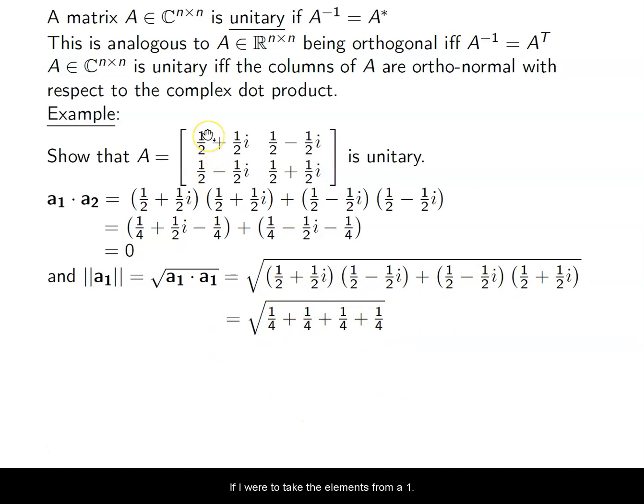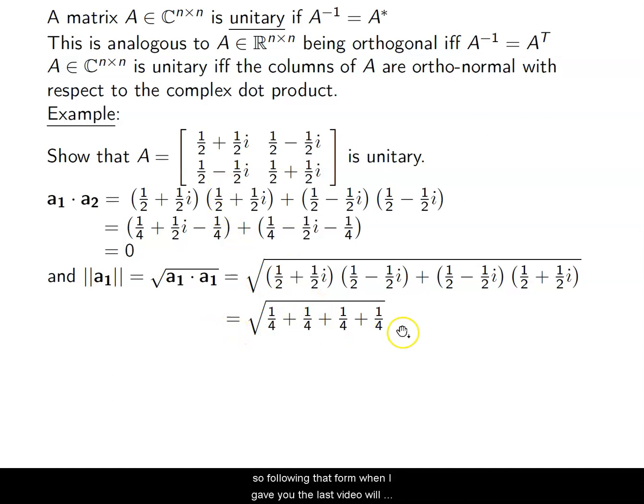If I were to take the elements from A1 and just take my A1 and square it, and my B1 and square it, I would get 1/4 plus 1/4. If I took my A2 and squared it and my B2 and squared it, I would still get a 1/4 and a 1/4, right? So that was our definition of the norm of a vector in complex vector space. So you can kind of do either one.